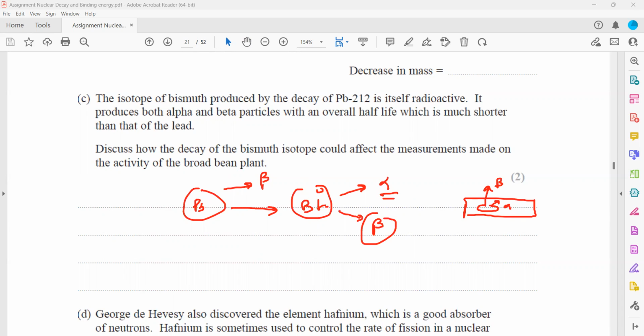If the same question was there and they say that bismuth which is produced is the alpha source and it is produced in a lead beam, then how the activity will change? In that case, there will be no change in activity because alpha cannot reach there.